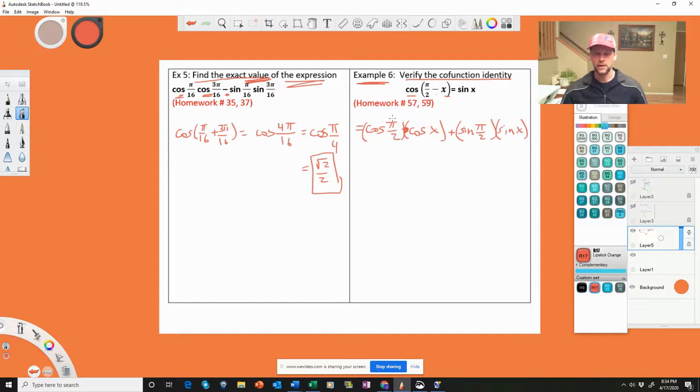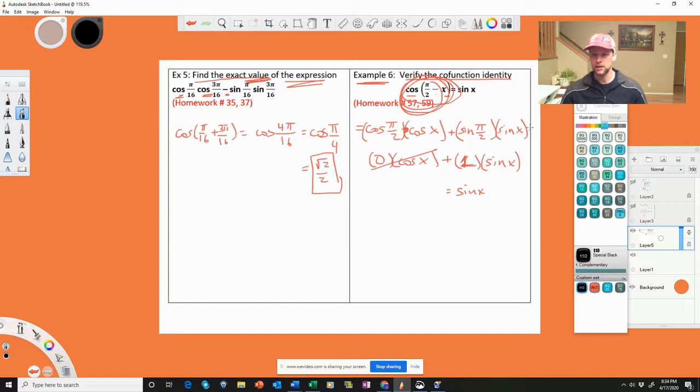The cosine of pi over 2 is, look at your unit circle, it's 0. The cosine of x, I don't know what that is, but that's a cosine of x. The sine of pi over 2 is 1. That's an ugly 1, sorry. And the sine of x is just a sine of x. So that obviously is 0, and 1 times the sine of x equals the sine of x. Therefore, this equals the sine of x.